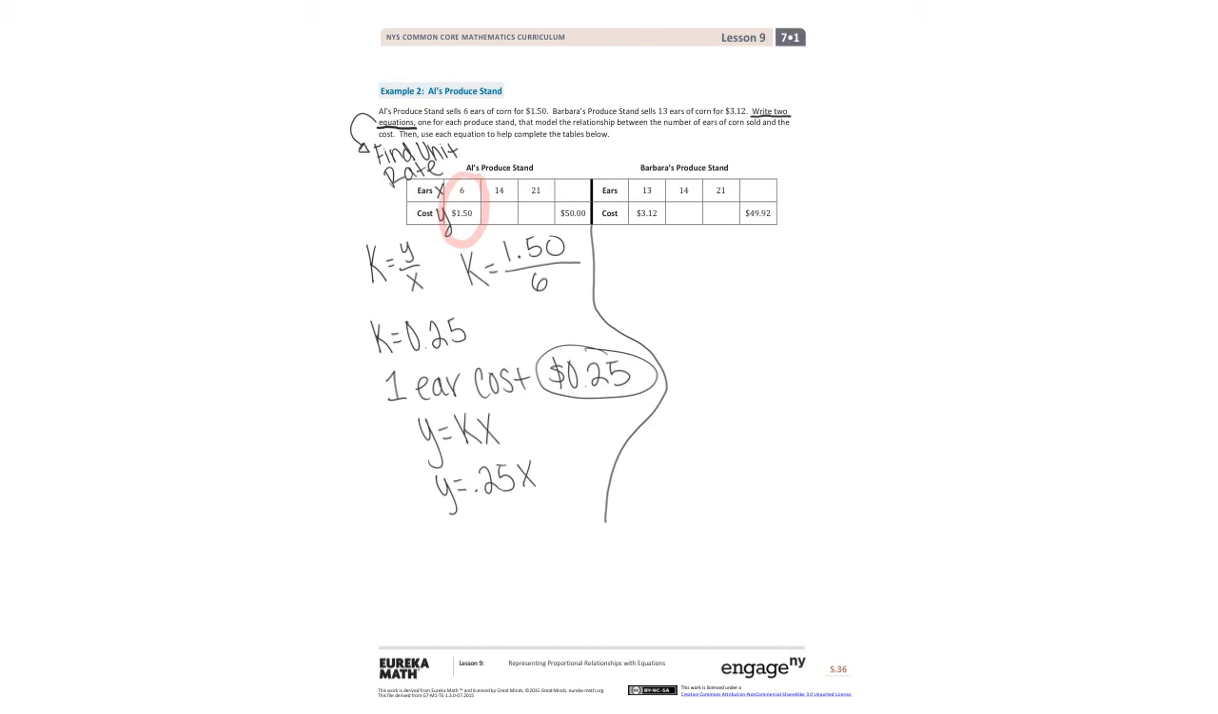Now we're going to do the same thing for Barbara's produce stand. So we're going to first have to find our unit rate. To find our unit rate, also called our constant, is y over x. Now let's choose an ordered pair up here and solve. Now we're going to have k equals our y. Our y is the cost, so we have $3.12 over the number of ears that we have, which is 13. Now go ahead and solve for k in your calculator.